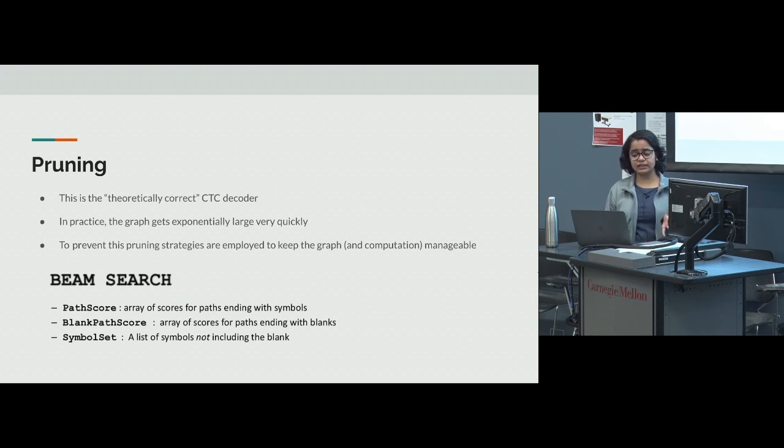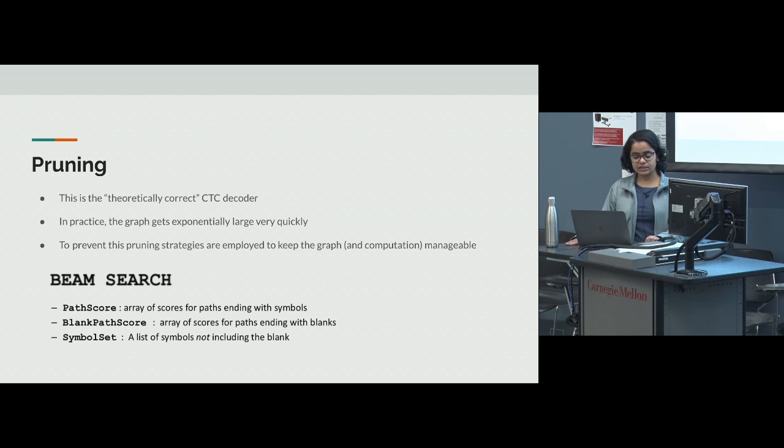But even though this is the theoretically correct CTC decoder, in practice this graph will grow exponentially very, very quickly. To avoid such a large number of computations and still have a meaningful decoding, we can use a pruning strategy to keep the number of computations and the size of our graphs manageable. One such pruning methodology is the beam search algorithm. It is very intuitive and it gives really good results.